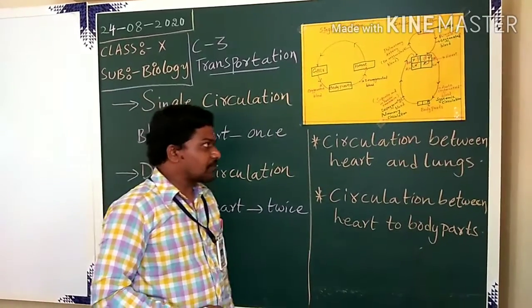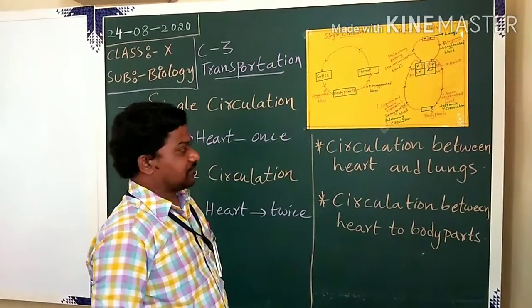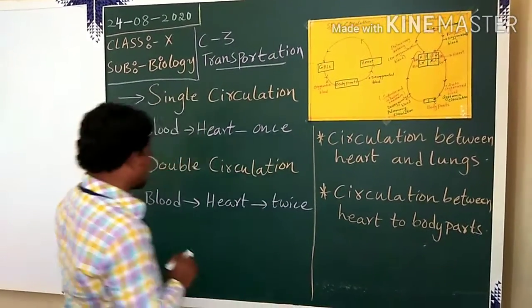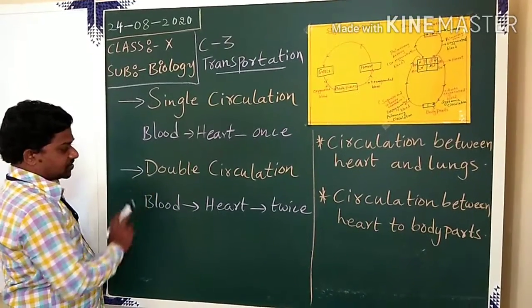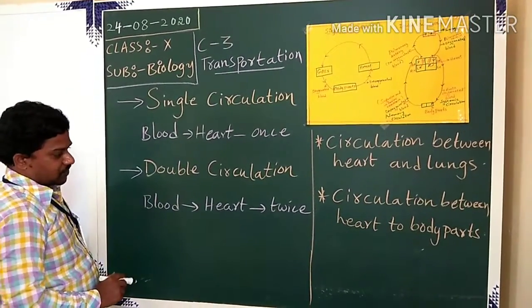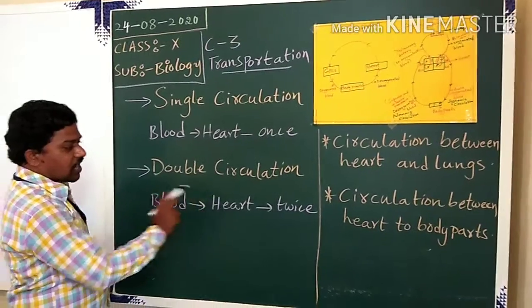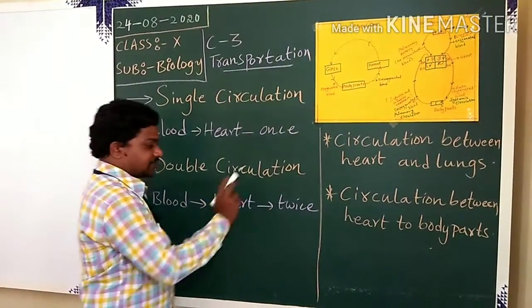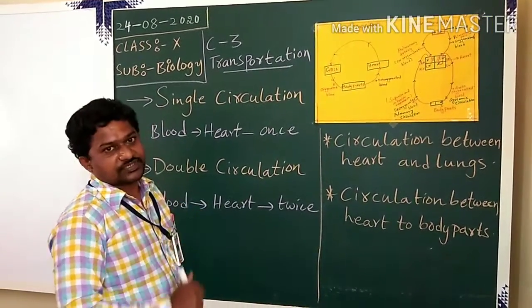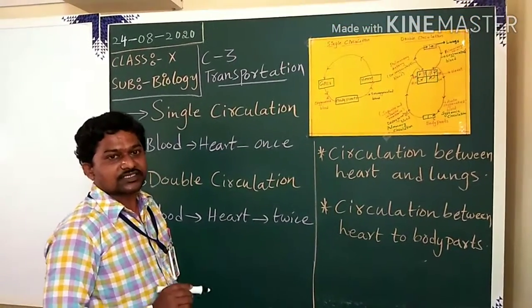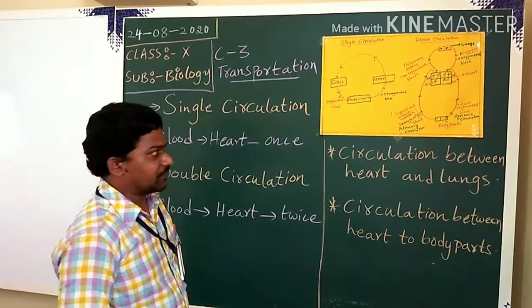And if you go through the double circulation, in the double circulation we observe that blood flows into the heart twice, that means 2 times. Then we call it double circulation.